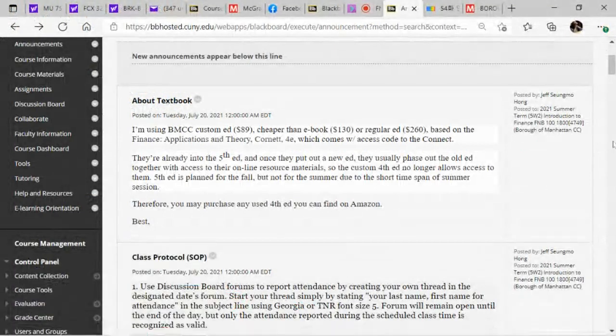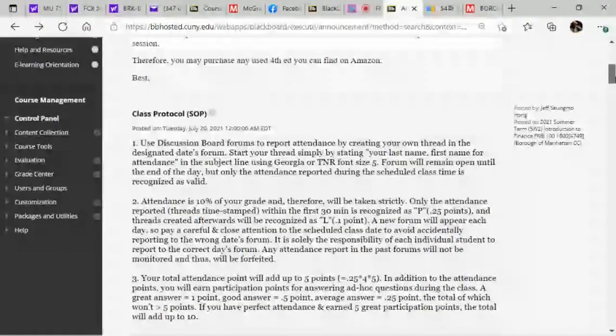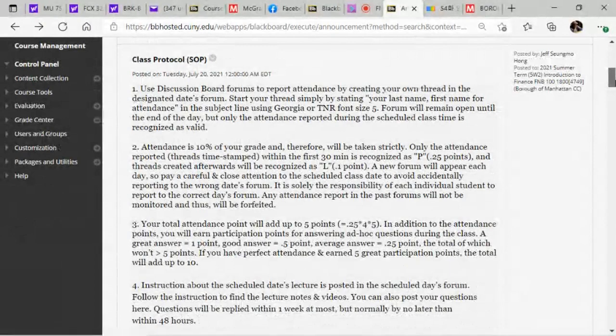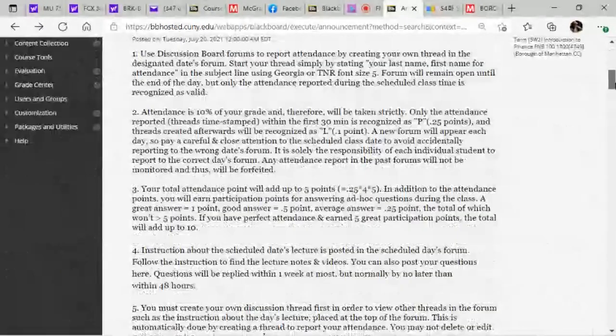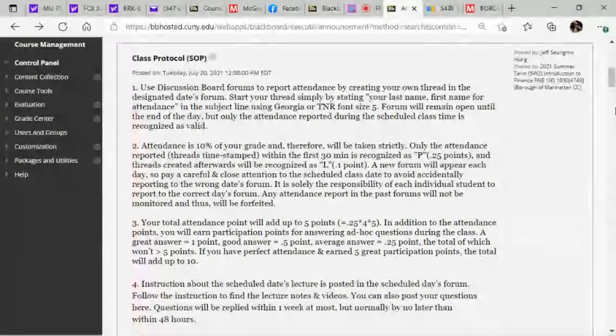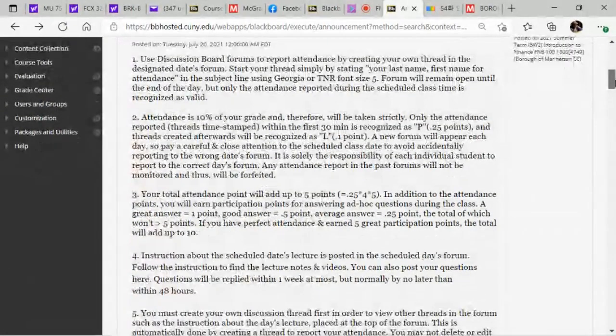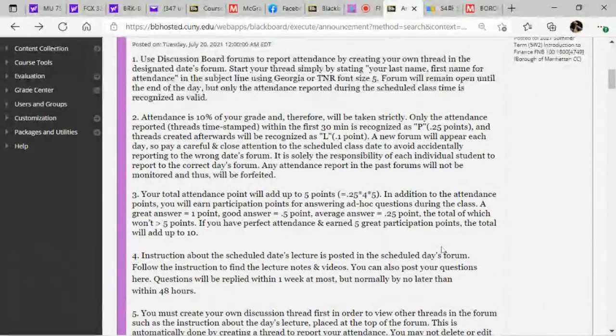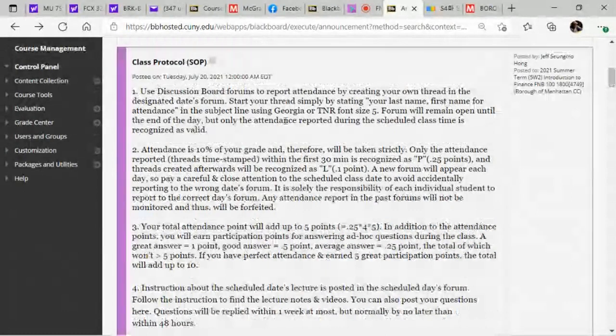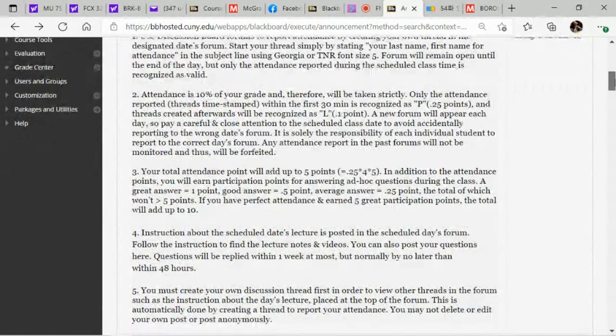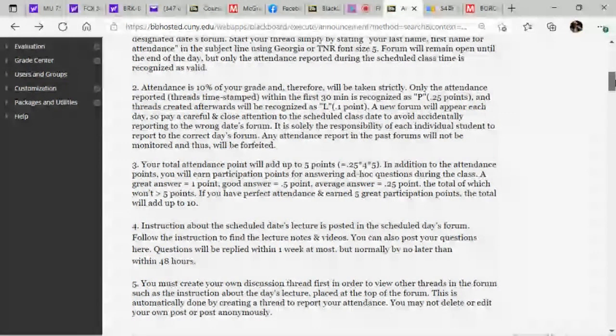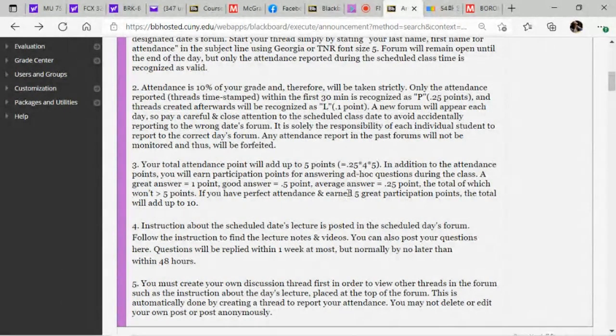So let me go back to class protocol. So you're looking at this, the posting in the announcement, right? I believe this was emailed out to you already. Is everyone looking at what I'm looking at? Are you all looking at the class protocol? Yes. Okay, good.